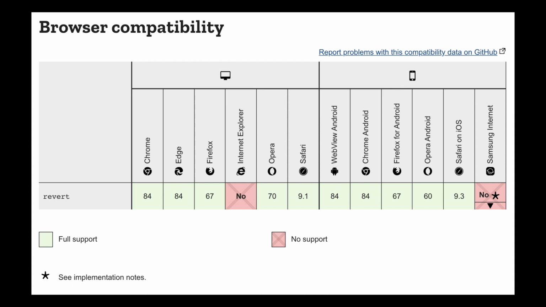This is from Mozilla's developer site, and it is showing a browser compatibility chart for the value revert for inheritance. Revert is not supported by Internet Explorer or Samsung Internet. However, there is a note to look at the implementation notes to get more information. The numbers presented in the chart show the version of the browser that now supports revert. So you would need Google Chrome 84 or later for revert to be supported. The current release is Google Chrome 91.